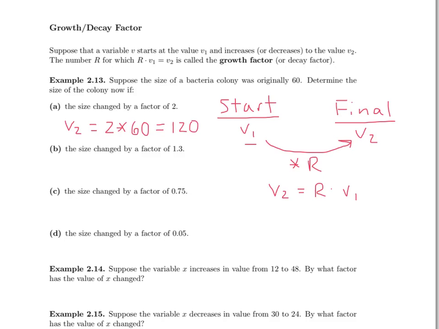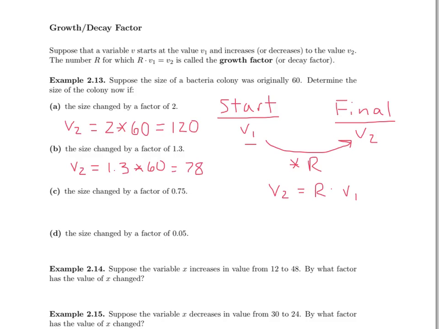Here, the size changed by a factor of 1.3. This means the final size of the colony is 1.3 times the size of the colony originally. If we multiply these, we arrive at 78. Let's look at part C.